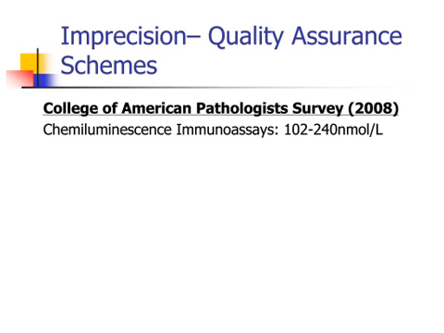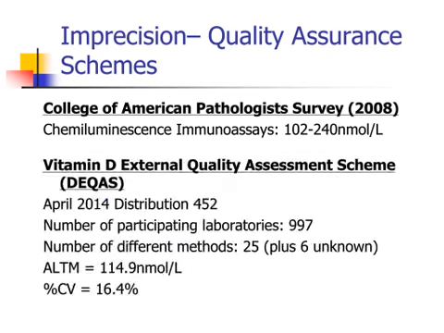And even recently, this is a distribution from the Vitamin D External Quality Assessment Scheme, DEQAS. In this scheme, there are about 1,000 participating laboratories, and quite a number of different methods. Now, the CV at the bottom there of 16% seems a little bit large, but actually that's quite good for this assay. The CVs used to be considerably worse than that, up around 25 to 30%.